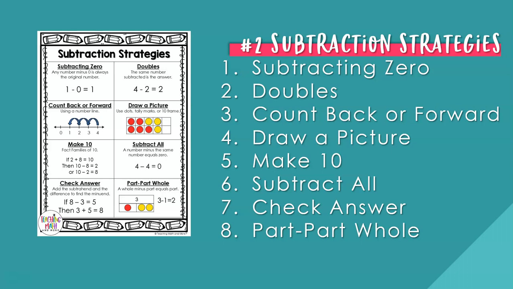And number 8, part whole, is a good strategy for addition and subtraction when understanding that a whole equals 1 part and 1 part. So here's the example. 3 whole minus 1 part equals 2 parts.